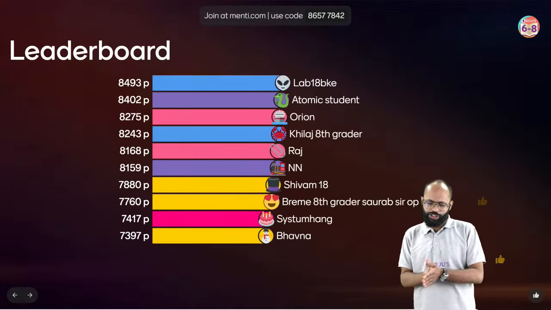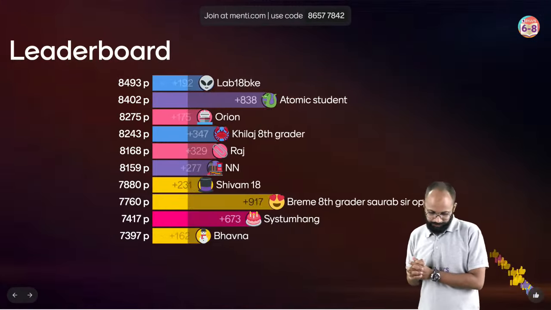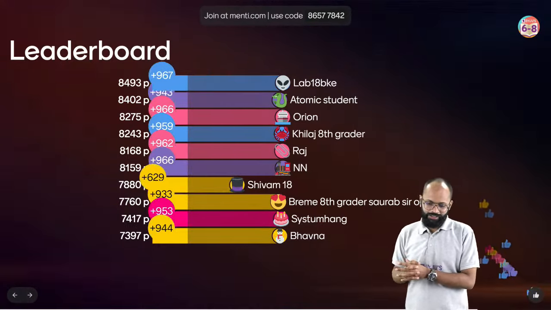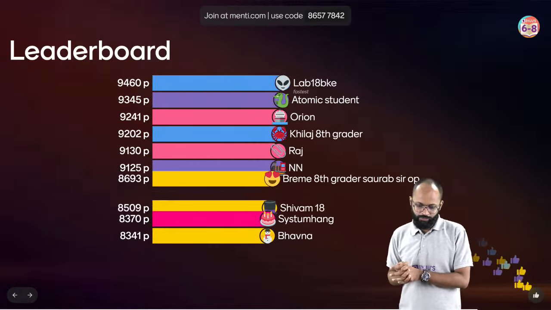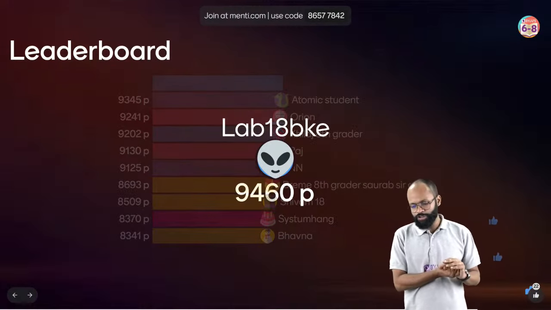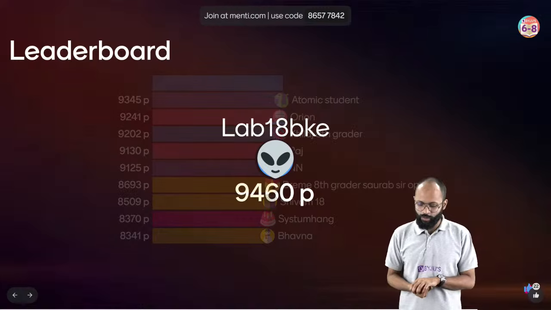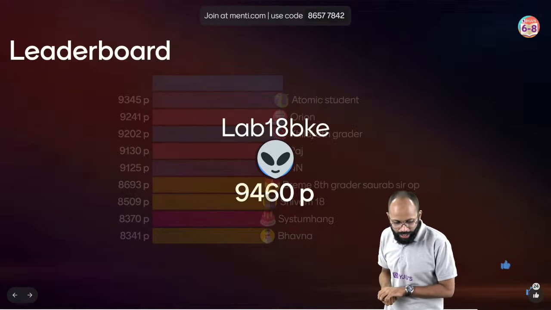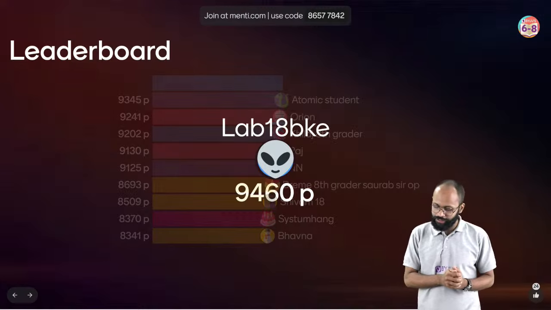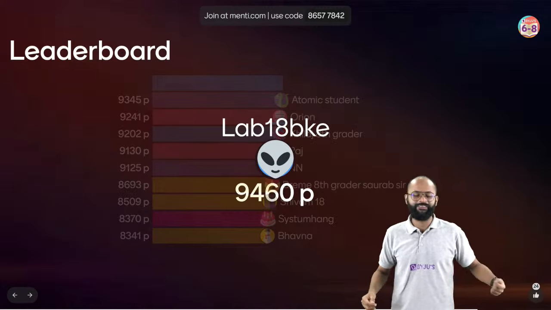Let's see the leaderboard. What do we have? Arre wah, we have Vishwas on top. Then we have Atomic Student on second, Orion on third, Khilaj on fourth, Raj on fifth, NN on sixth, Breamy on seventh, Shivam on eighth, System Hang on ninth, and Bhavna on tenth.